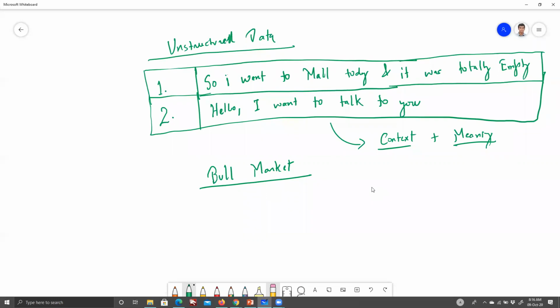If I were to ask a 4-year-old kid about bull market, what do you think they are going to tell me? A market where they sell bulls. Yeah, it happens in rural India actually.